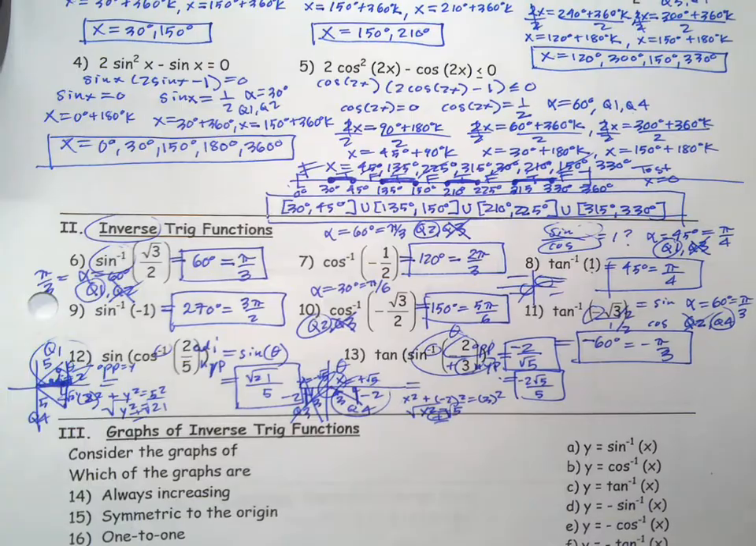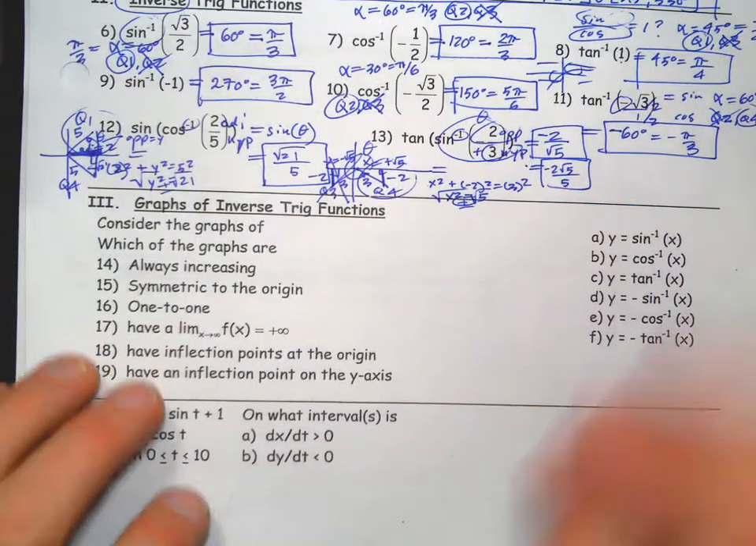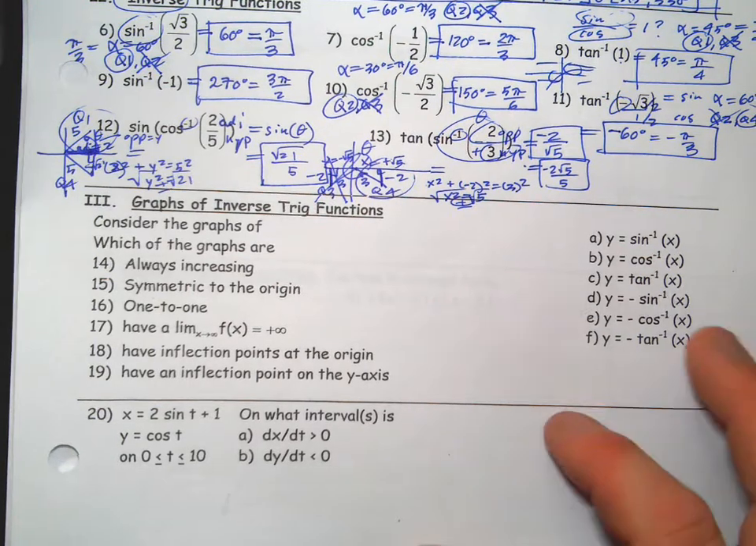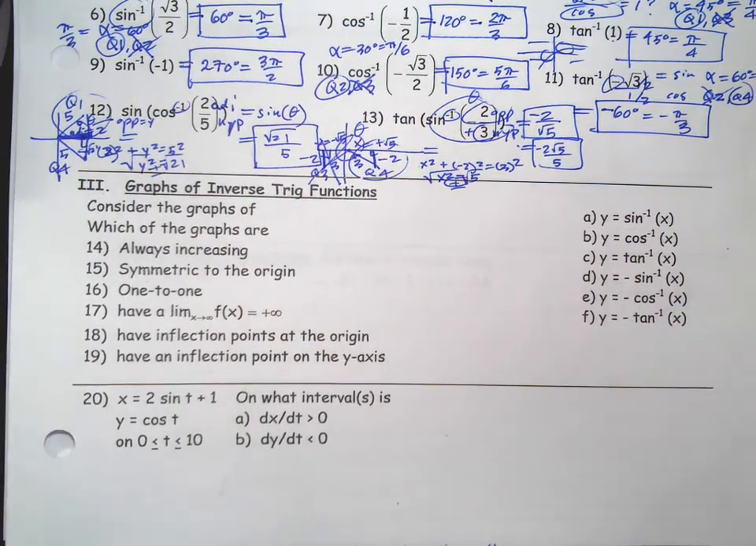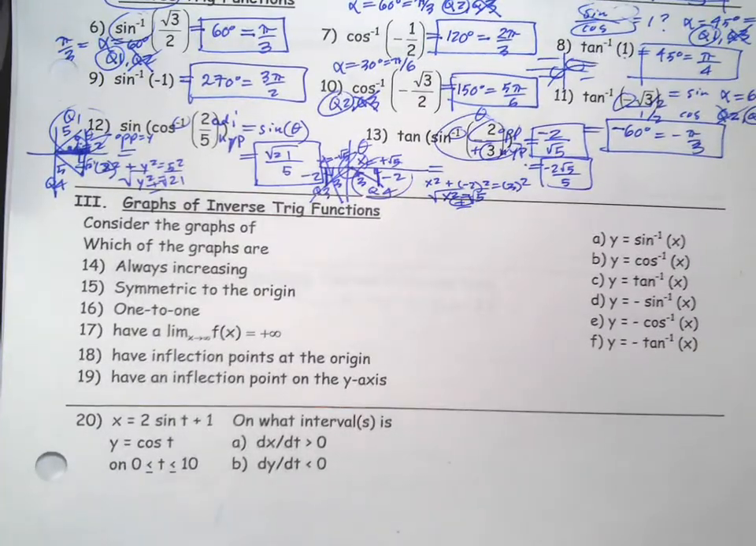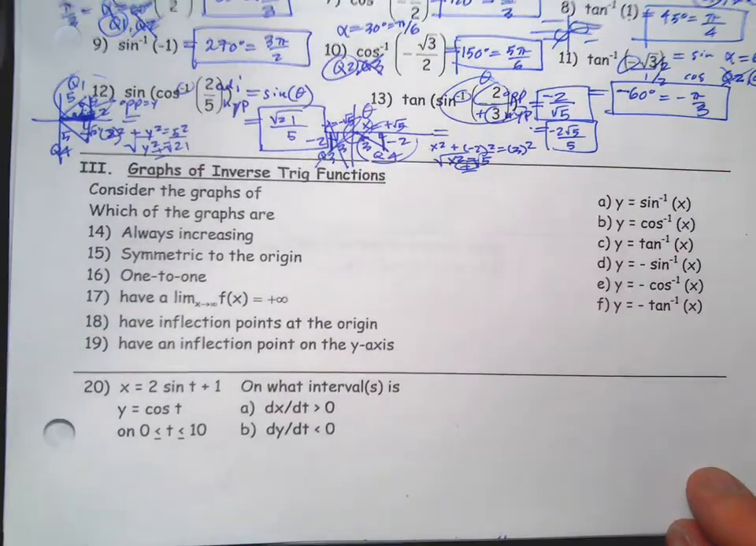There you go, little inverse trig. Consider the graphs. Which of the graphs are always increasing, symmetric to the origin, 1 to 1, have a limit that goes to infinity, have inflection points at the origin, have an inflection point on the y-axis? So multiple answers can exist here. Now, I think having a quick sketch of each of these graphs would help.